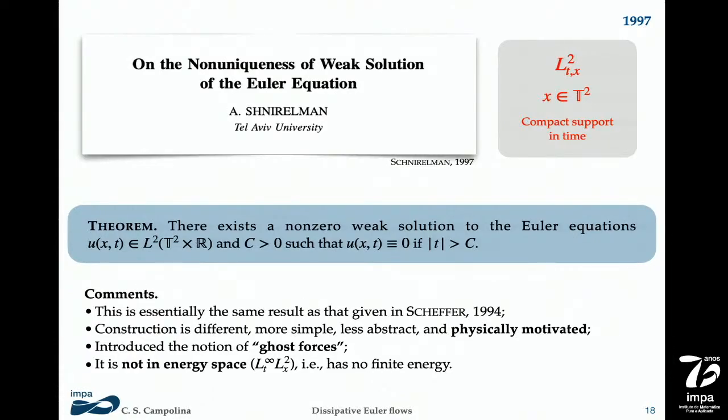So the theorem is essentially that there exists a non-zero weak solution to the Euler equations in this class, and a certain constant t, such that u equals 0 away from the interval minus t to t, right? So it's essentially the same thing. You have nothing going on until the time minus t, and something non-trivial happens, and then everything becomes 0 again after some amount of time.